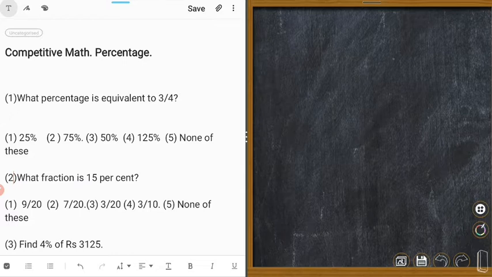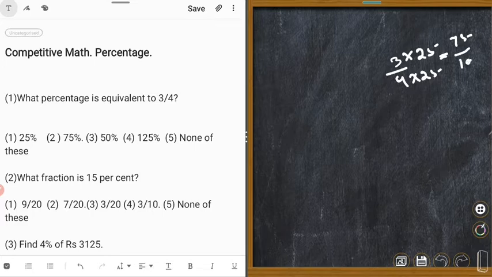So 3/4, 3 upon 4, we will make it 100. That means we will multiply 4 by 25, it will become 100. As we multiply 4 by 25, we will also multiply the top number by 25. That is 75 upon 100. So 75% is equivalent to 3/4. Could you understand? So the right answer is 2.